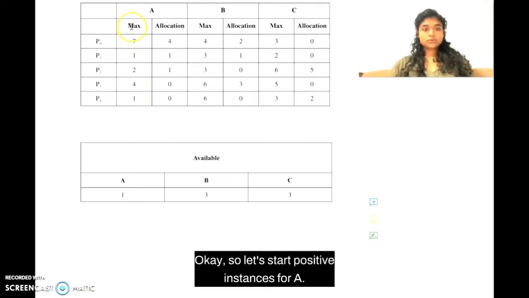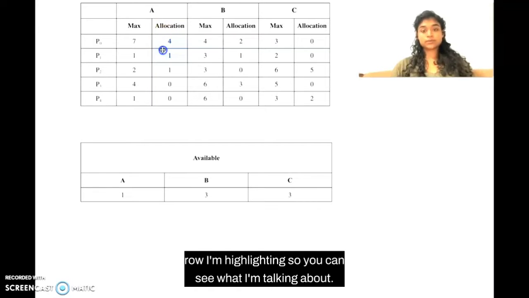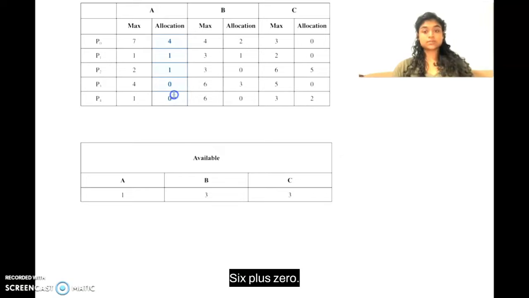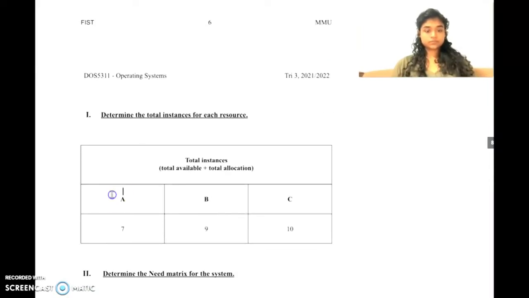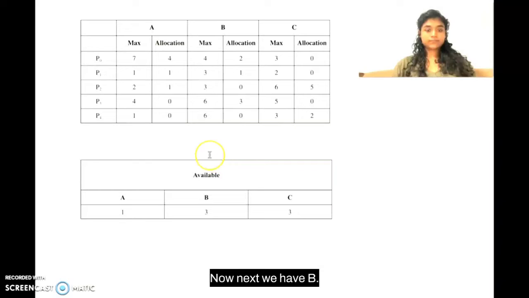Let's start with total instances for A. You're just going to add row by row. I'm highlighting so you can see what I'm talking about. So you start 4 plus 1, 5, 5 plus 1, 6, 6 plus 0, 6, 6 plus 0, again 6. 6 plus A available, which is 1, is 7. Let's check if the total instances is 7. That is correct.